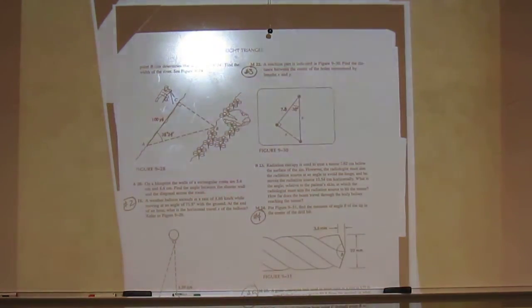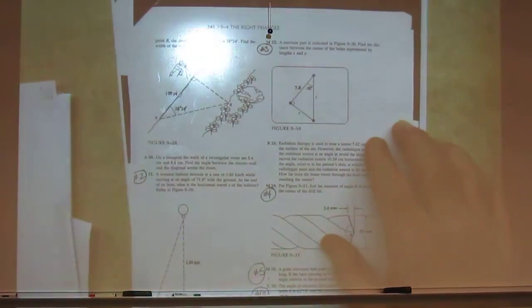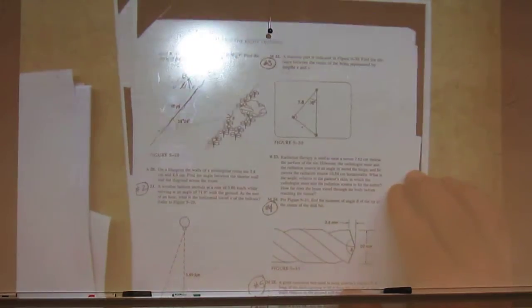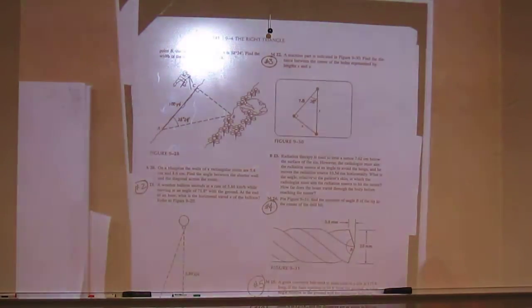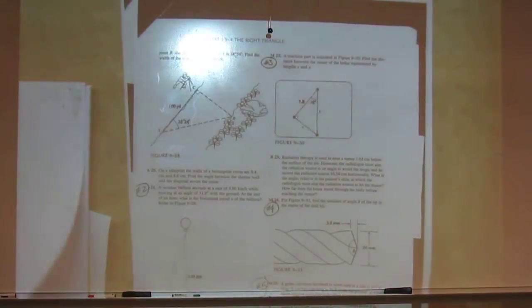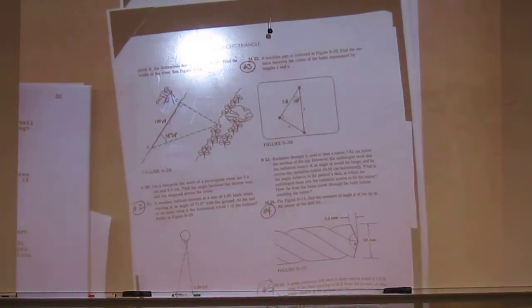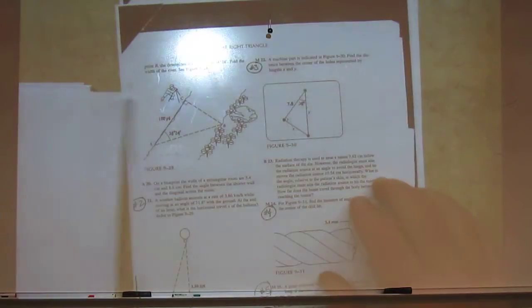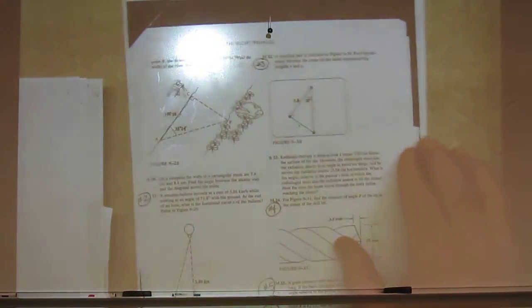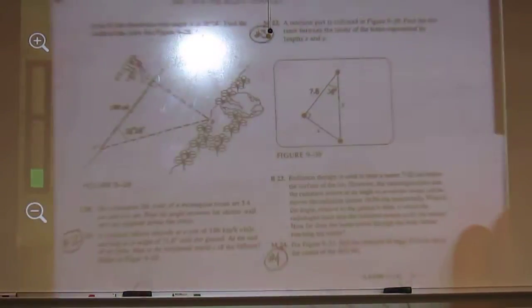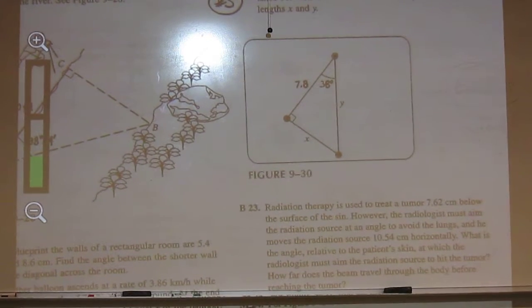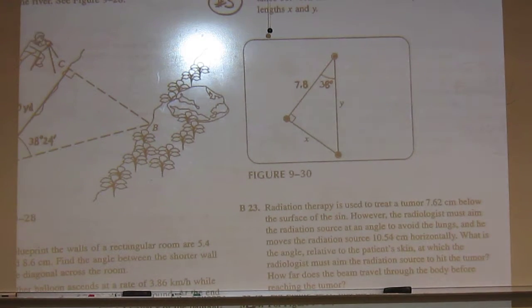So a machine part is indicated in figure 9.30. Find the distance from the center of the holes represented by lengths x and y. And you don't have that figure, right? Wait, where is that figure? Oh, right below it. Sorry. I'm sitting there looking for some machine part, like a circle that's got bolt holes on it. So it's the figure right below it. So you want the distance between the center of the holes represented.